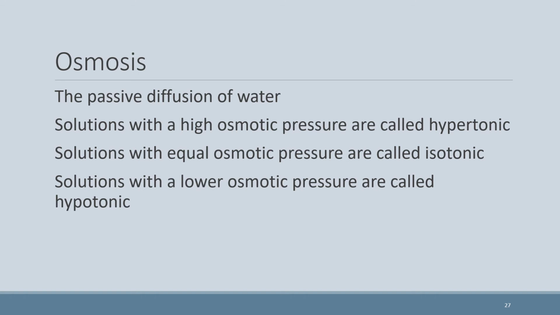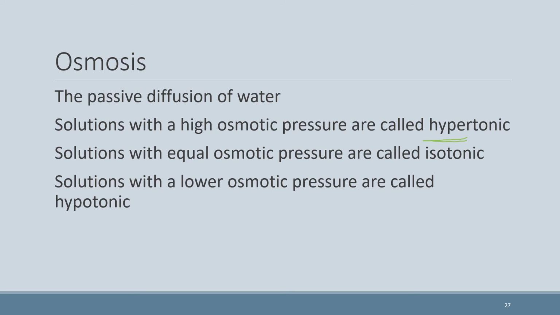Osmosis is the passive diffusion of water. So solutions with a high osmotic pressure are called hypertonic in nature. Again, hyper means above, so hypertonic means that it has a high amount of osmotic pressure.